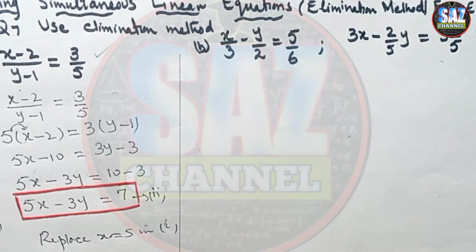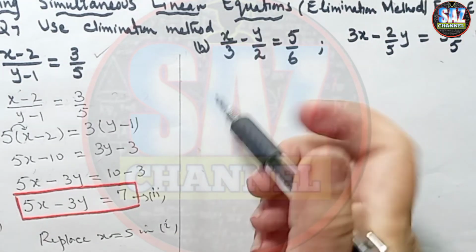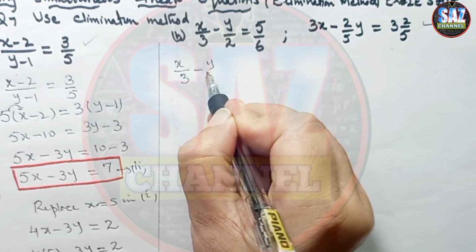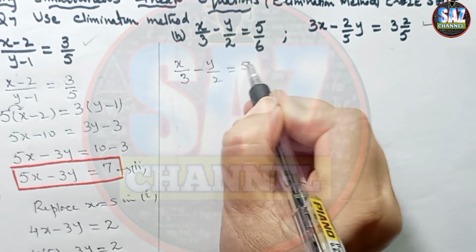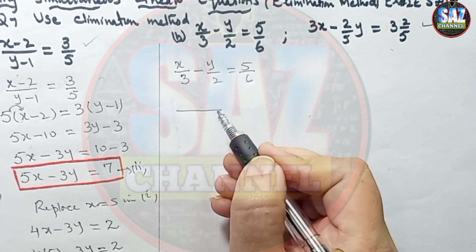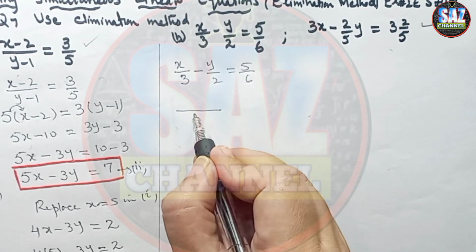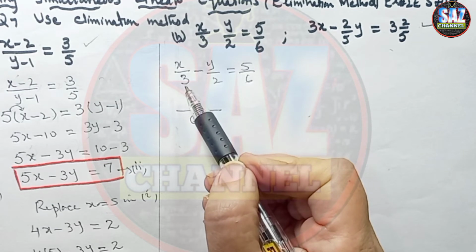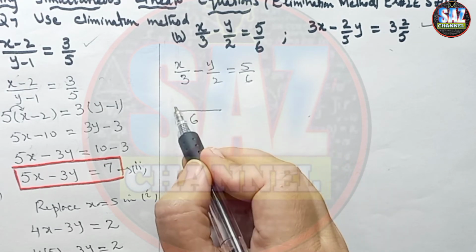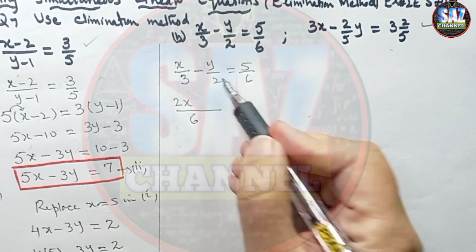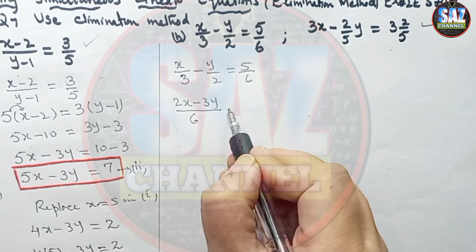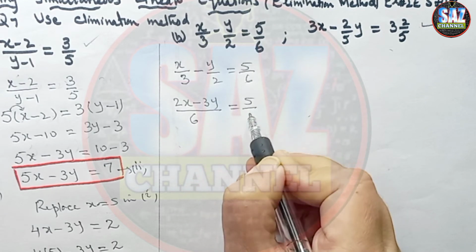So the equation will take the form x by 3 minus y by 2 equals 5 by 6. Now take the LCM. The LCM of 3 and 2 will be 6. So now I have to go back to each fraction one by one. 3 how many times is 6? 3 twos are 6. So 2x minus 3 twos are 6, that is 3y equals 5 by 6.